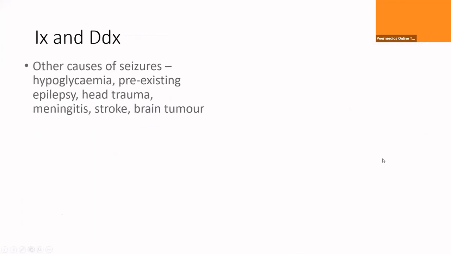So, investigations and differential diagnosis. Any differential for this is going to be just any differential for seizures, and this applies both to pregnant women and to the rest of the population. Other general causes of seizures could be hypoglycemia, pre-existing epilepsy, head trauma, meningitis, strokes, brain tumour, and other brain pathology that could cause seizures. Some of this you can cover in neurology more than here.